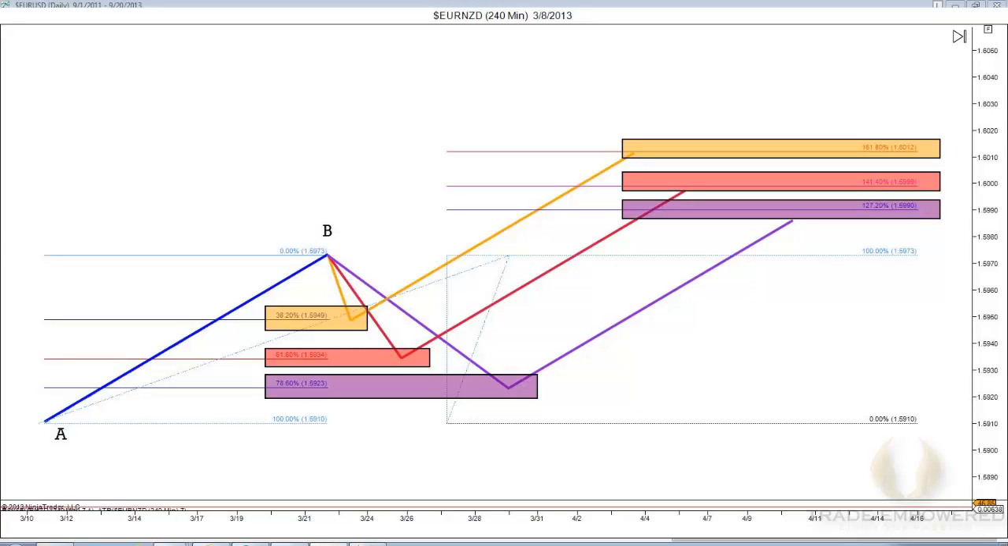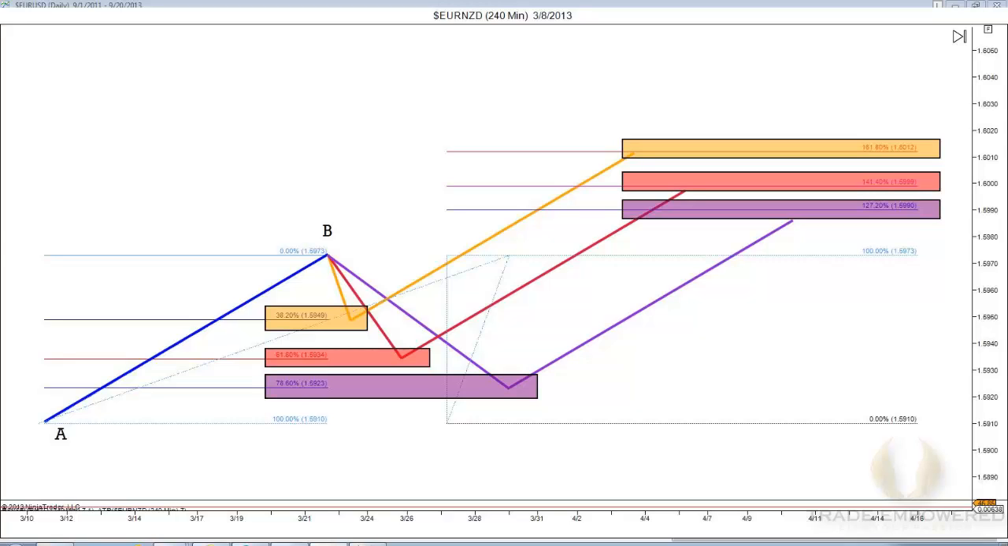If that B leg, or if that outside return, is a little deeper, say we go down to the 618, then we should expect price action to extend to an ABCD pattern at the 1414 extension. Lastly, if we get a deep outside return that comes down to the 786, then we should expect price action to extend to the 127.2 Fibonacci extension if we have an equal harmonic move.